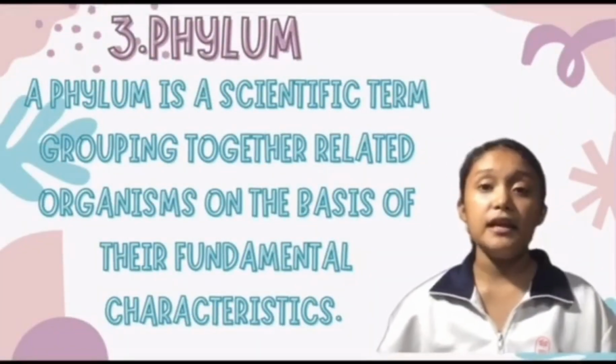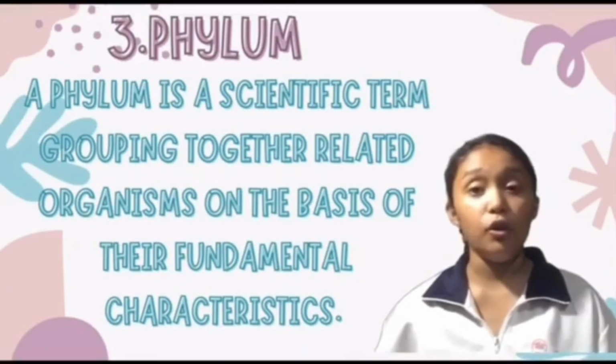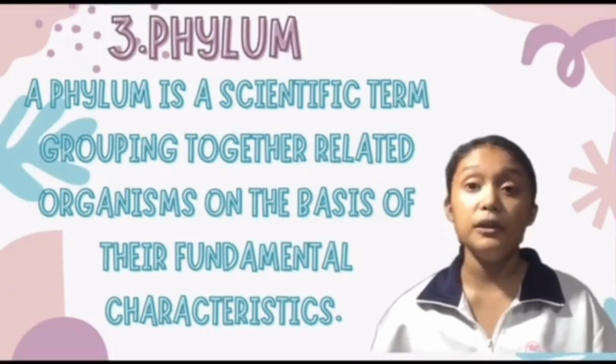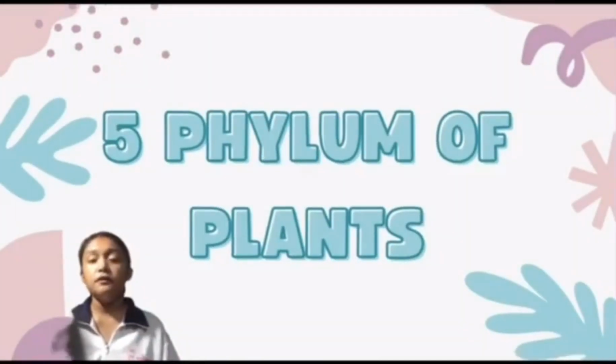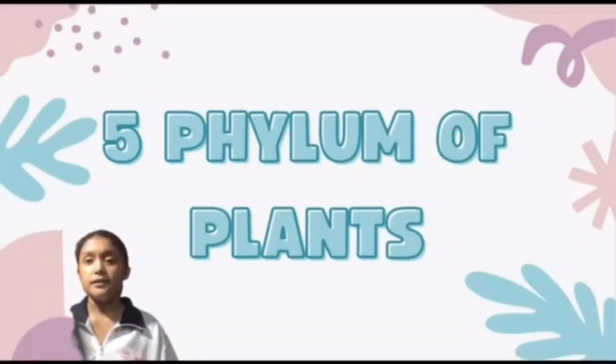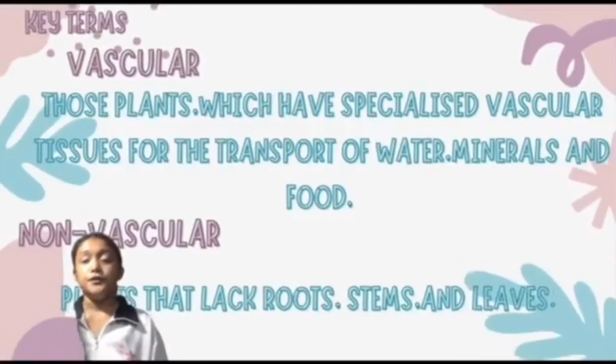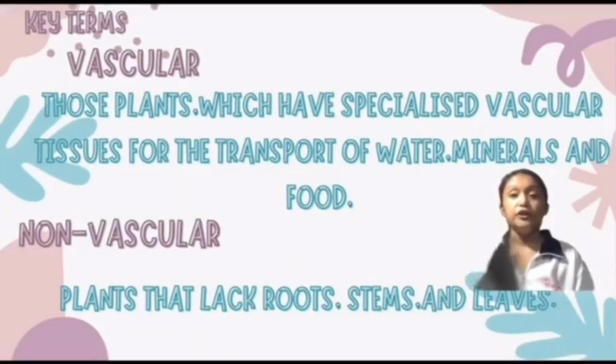So the third classification is the phylum. A phylum is a scientific term grouping together related organisms on the basis of their fundamental characteristics. So here are the 5 phyla of plants. So here are the keywords or key terms.